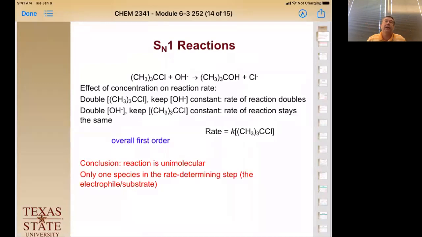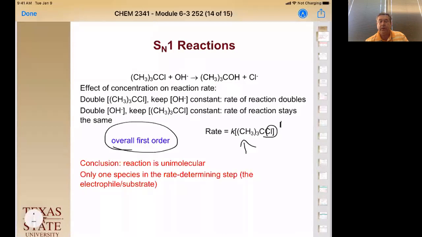Now, because you're breaking this bond first and forming a carbocation, it only depends on the concentration of your substrate, the thing with the leaving group on it, okay? So in this case, we only care about the concentration of our organic compound with our leaving group on it. And therefore we call it a first order reaction because the little power up here is 1. And the 1 stands for unimolecular because it breaks a bond to form this intermediate first.